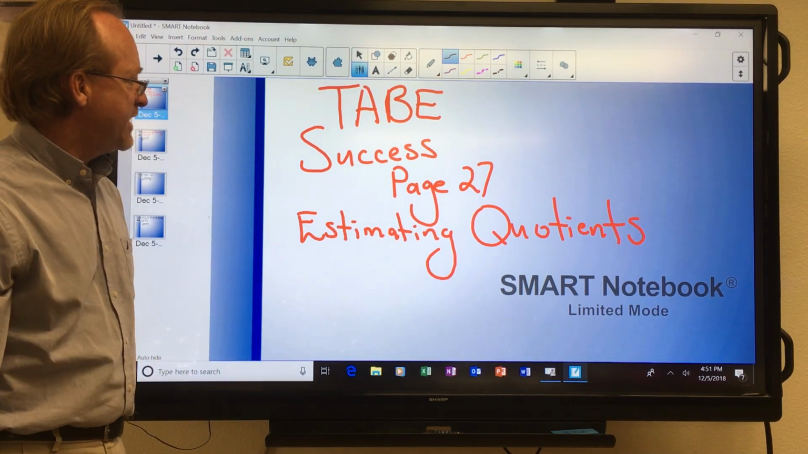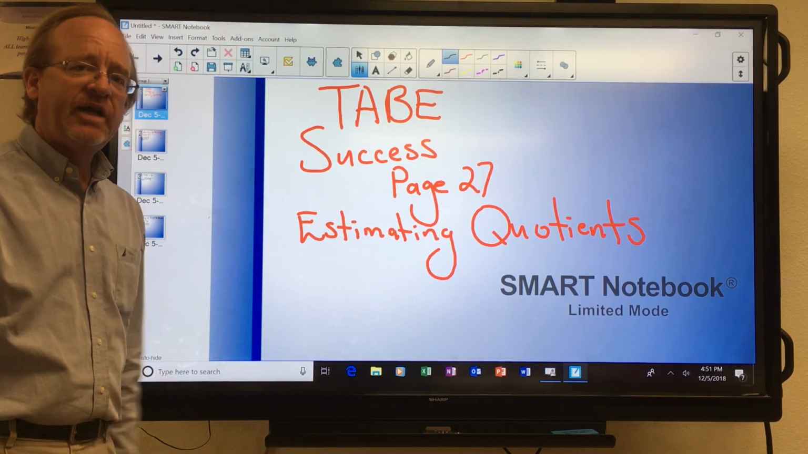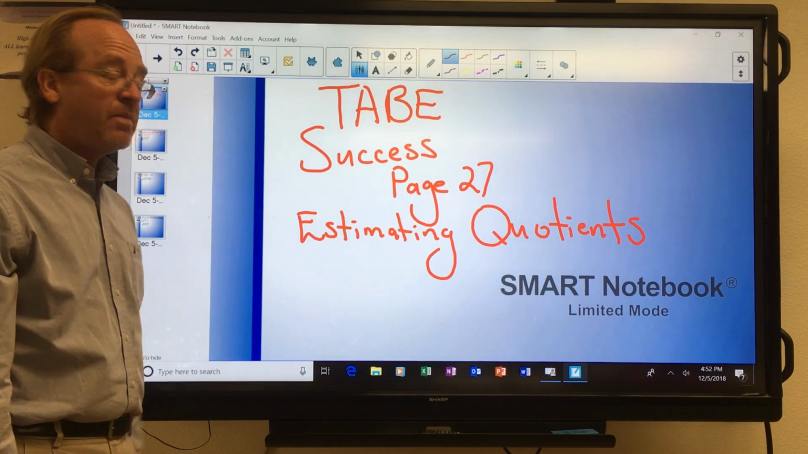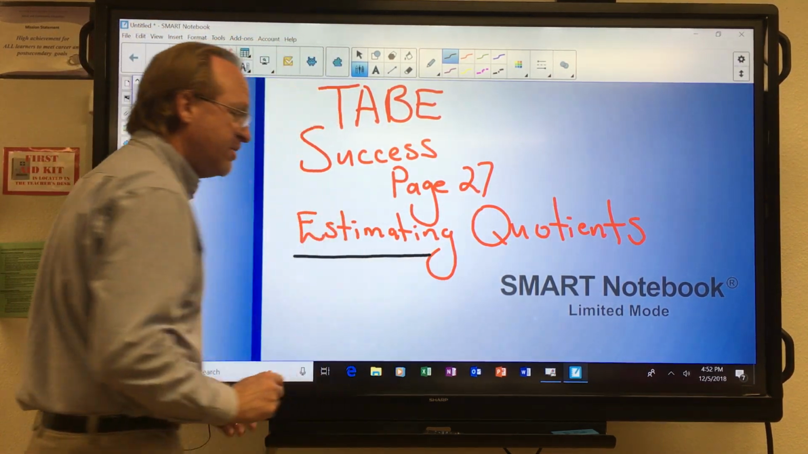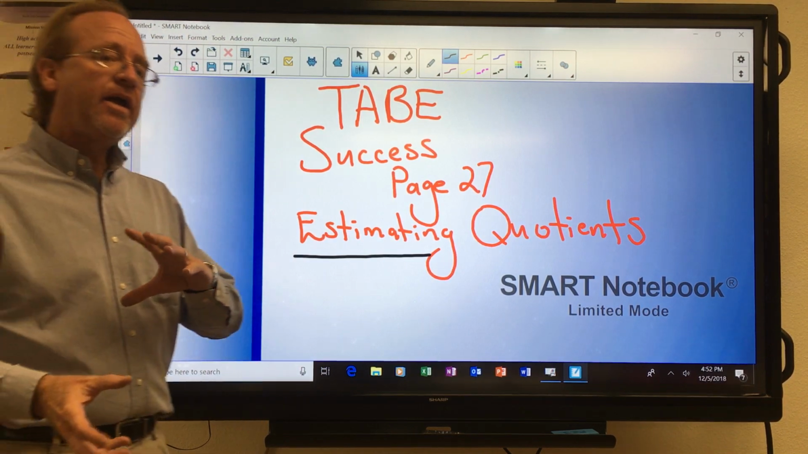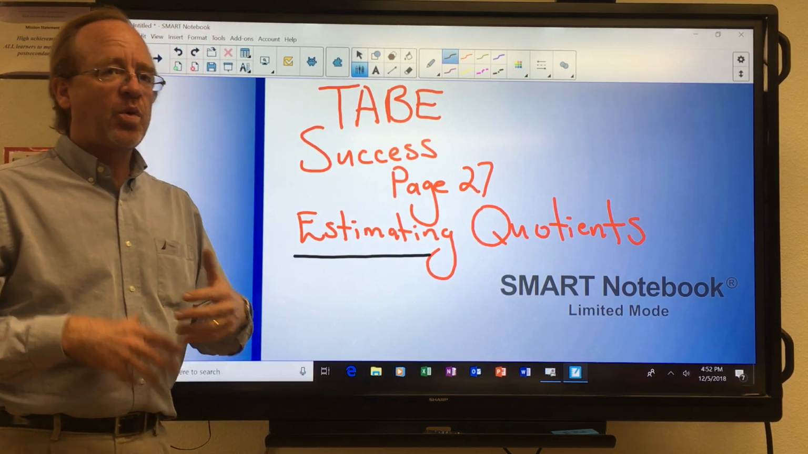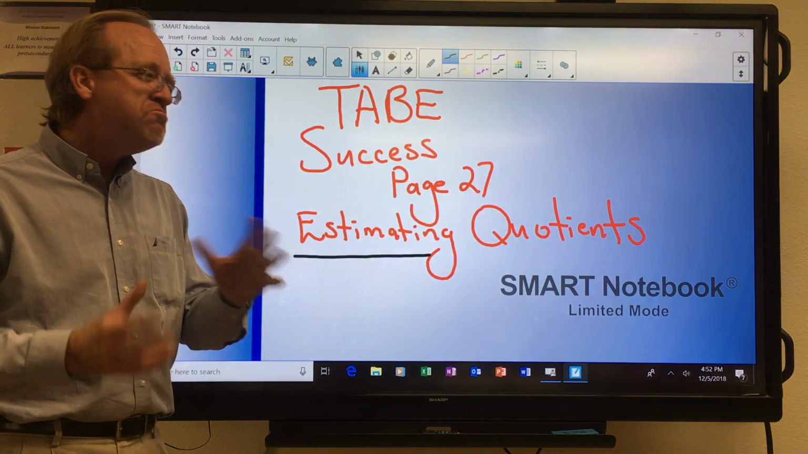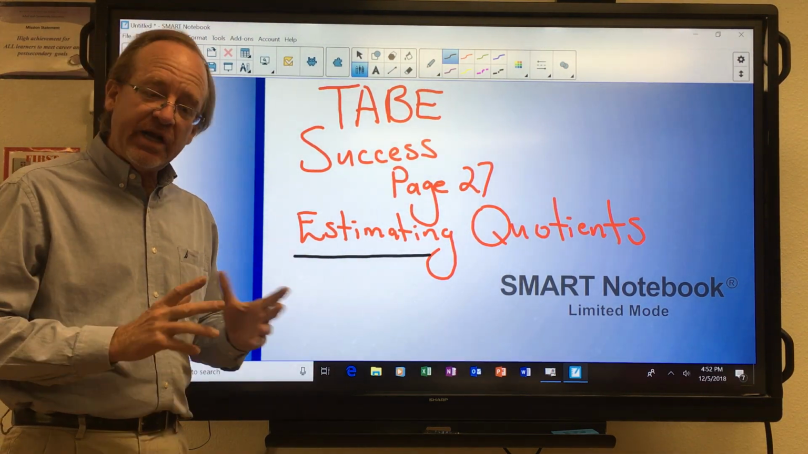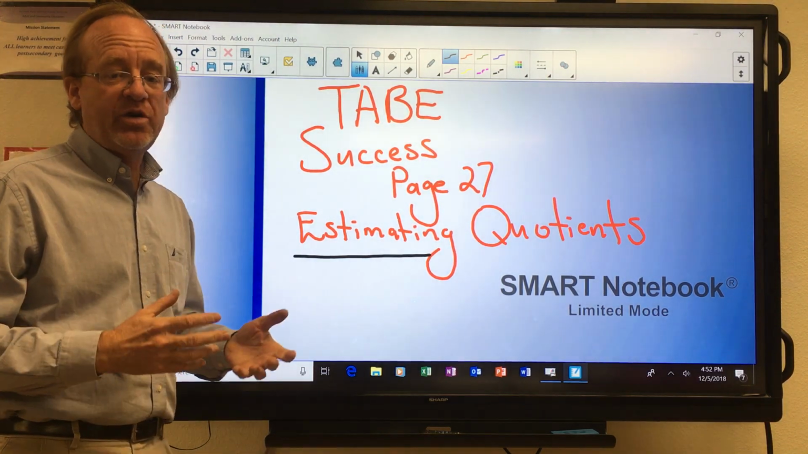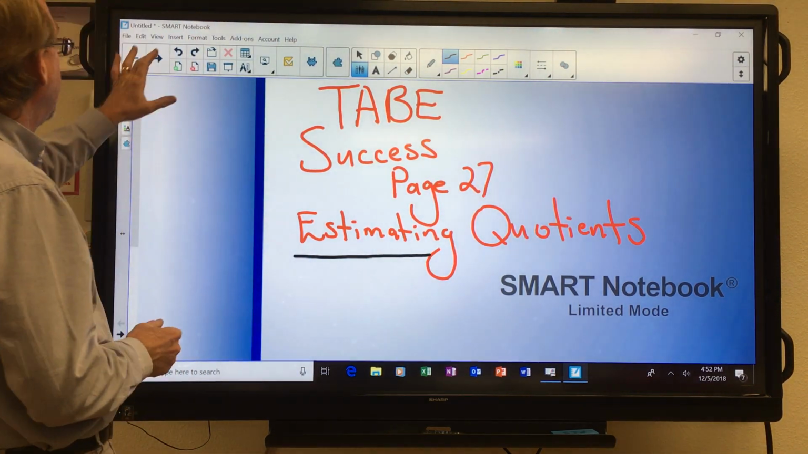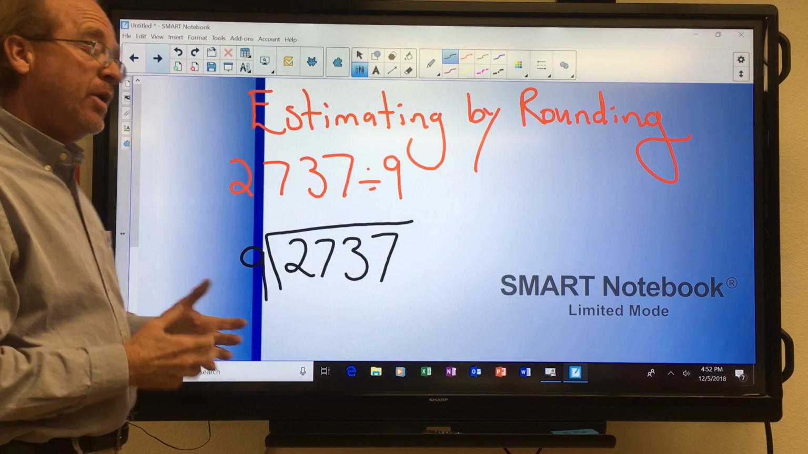Okay, so we're in the TABE Success book on page 27, and today we're looking at estimating quotients. Now, let's review what estimating is. Estimating is when you're getting a close answer, an approximate answer, more or less in the neighborhood. It's not exact, but it's good for different things you might do in the real world. Now, there's two ways you can do it.